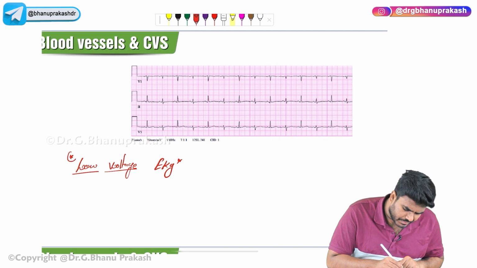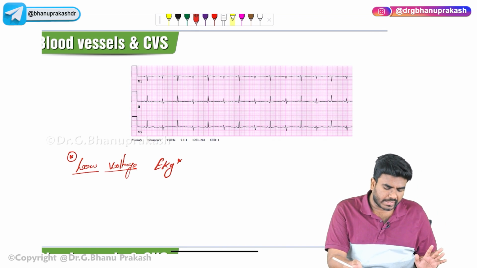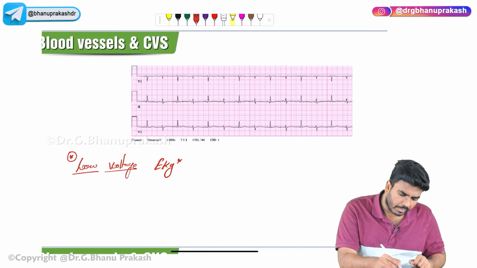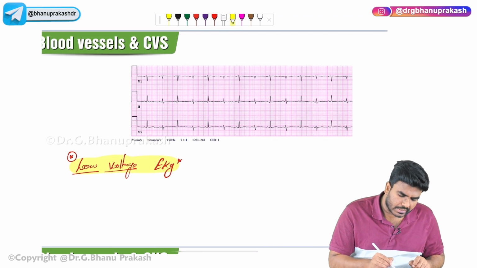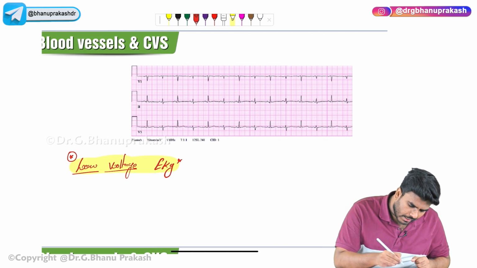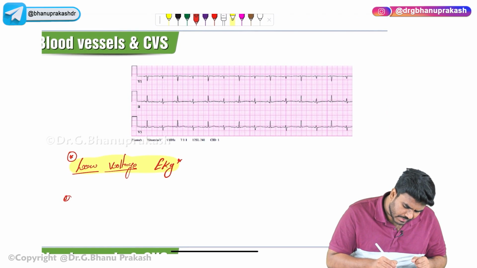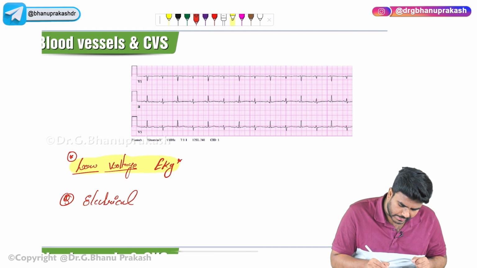Remember, this low voltage EKG will also be seen in a condition called constrictive pericarditis, which we will discuss later. But remember, whenever you see a low voltage EKG, you should think about cardiac tamponade. And not only low voltage EKG, you can also appreciate something called electrical alternans.